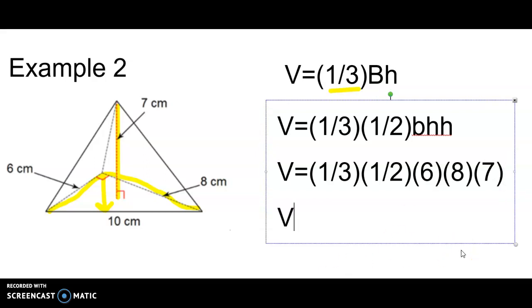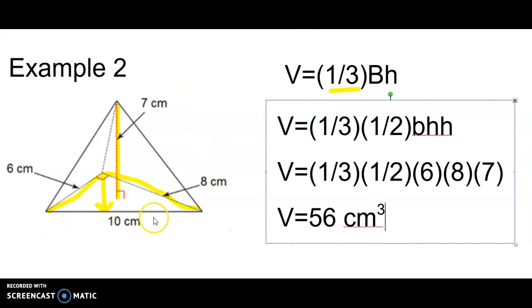So, again, in your calculators, if you cannot use the fraction button, you can do 0.33 and 0.5. So I'm going to multiply this out. And we end up with 56. And here we do have our units given to us as centimeters. So I can put centimeters cubed.